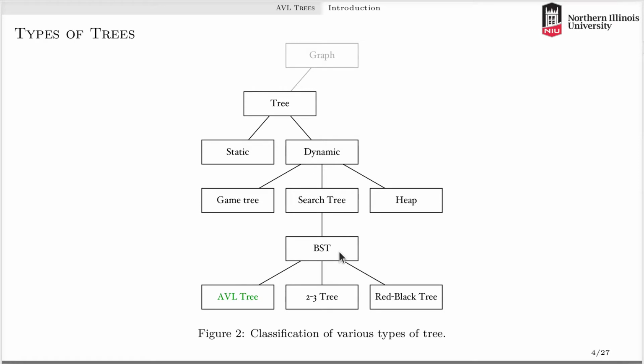Let's take a quick peek at the bigger universe of all possible types of trees, all right? Which we note here happens to be a type of graph. Well, that's a subject for a different discussion, okay? But what are all the types of trees? You got static trees, dynamic trees, game trees, search trees, heaps. Well, a binary search tree is a type of search tree, and an AVL tree is a type of binary search tree, okay? So AVL trees have to fit these definitions that we might associate with all these other types, all right?